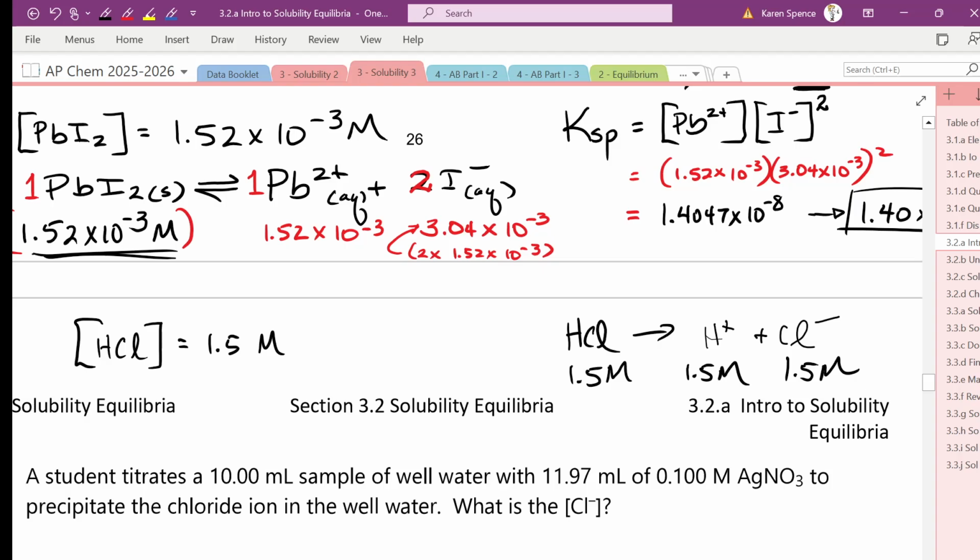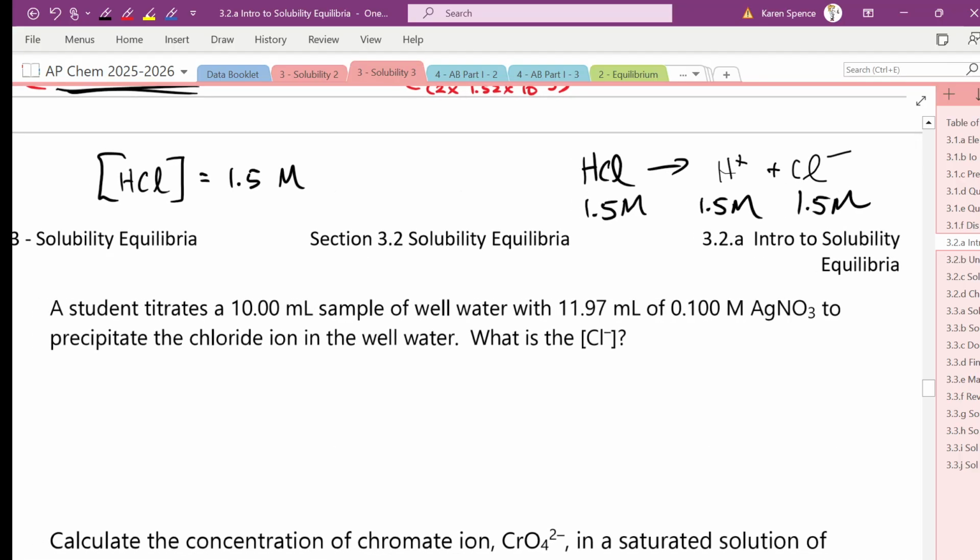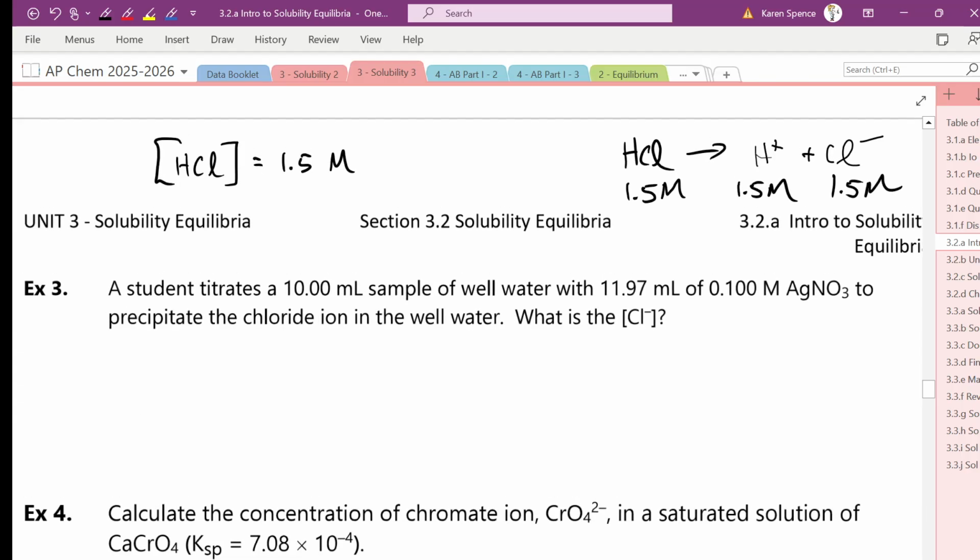Okay, let's try another one. Ooh, titration. Super fun. A student titrates a 10 milliliter sample of well water with 11.97 milliliters of AgNO3 to precipitate the chloride ion in the well water. What is the concentration of chloride? Is this an S.E.E. type situation or is this a P.E. situation? Chat with your neighbor about that.